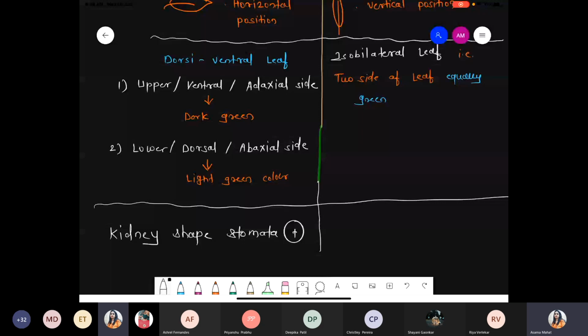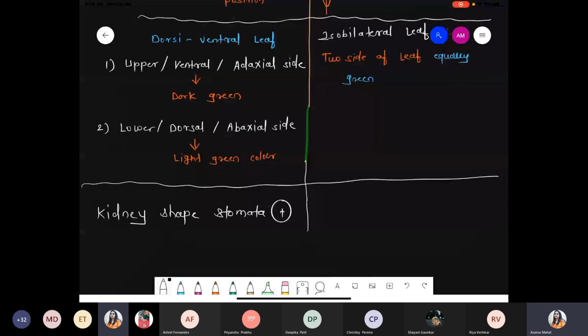If the guard cell is kidney shaped, then the entire stomata obtains the kidney shape. If the guard cell is dumbbell shaped, then we can say the entire stomata is dumbbell shaped. So who decides that shape? The guard cell decides that shape. We'll see that part in the transport chapter.